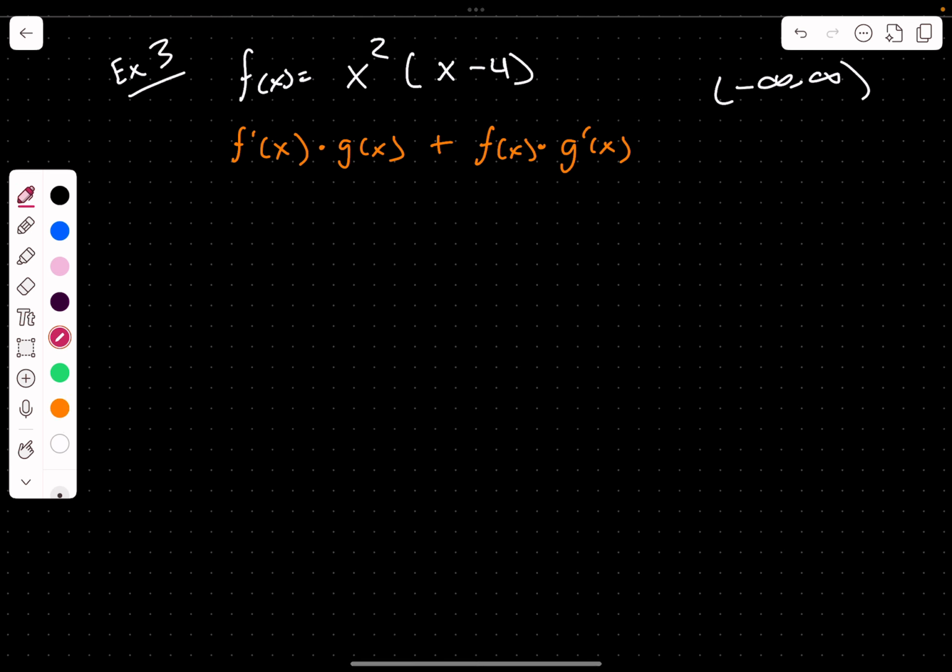So now let's just do it. We get the derivative of the first is going to be 2x to the first power times our second, which is x minus 4, plus our first, which is x squared, times the derivative of our second, and the derivative of x minus 4 is just 1. So now that we've found our derivative, let's set it equal to 0.